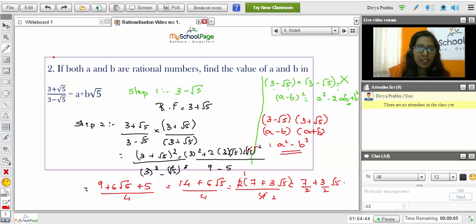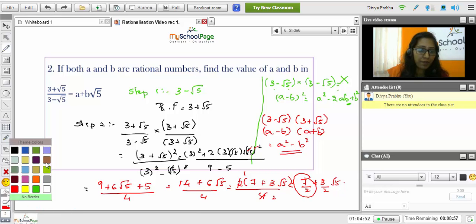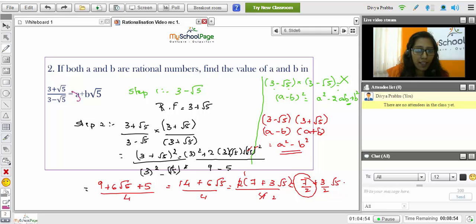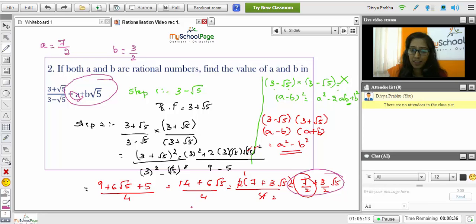Okay. Now let's compare the given question with this. So what's in place of a here? We have 7 by 2. Therefore I will write it here. a is equal to 7 by 2. And what's b equal to? 3 by 2. When we are comparing both the final answers, we cannot further simplify this. Yes, we can simplify it by multiplying root 5, but well, that's not our concern. We will stop it here.